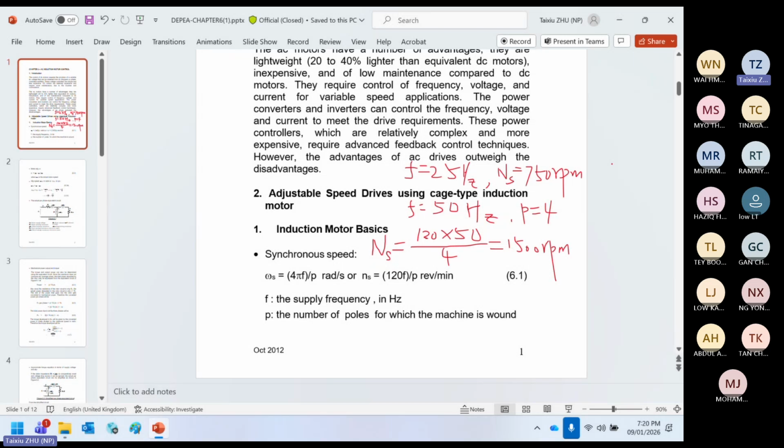Then, for example, you are on the highway driving an electric vehicle, an electric car. You want to go as fast as possible, for example, you want to test the car to the extreme speed. Maybe 10 times faster than 1,500 RPM. Then you just increase the frequency to 500 hertz. Then substitute in here, you get 15,000 RPM. That's how we regulate the motor speed.